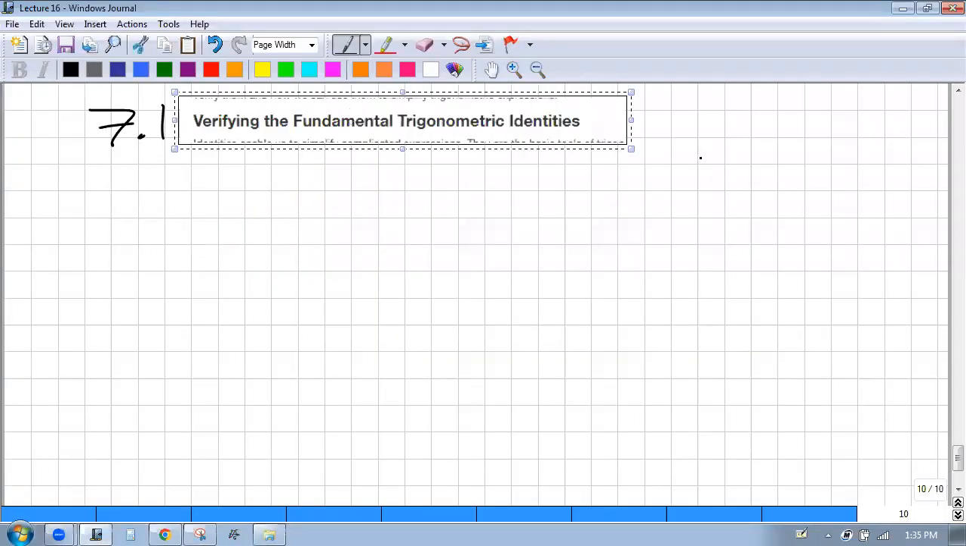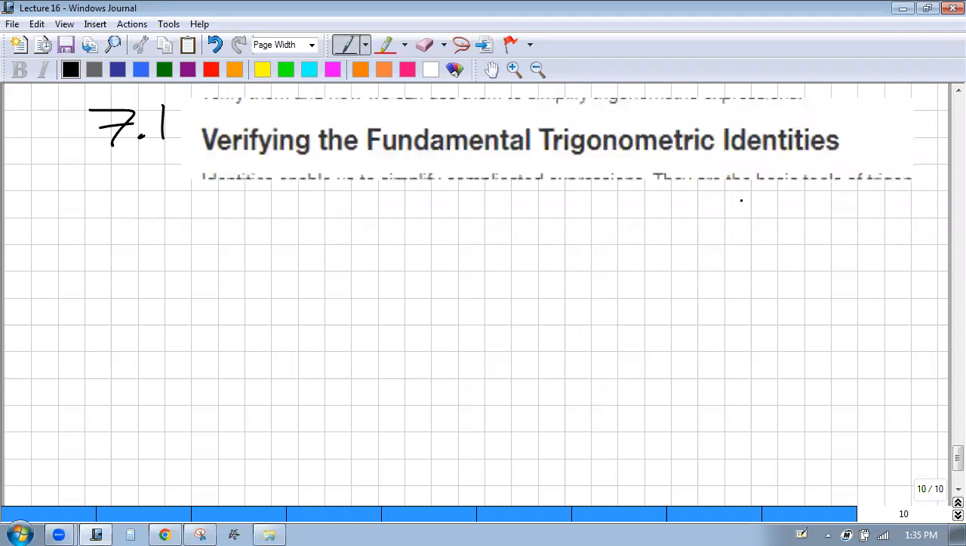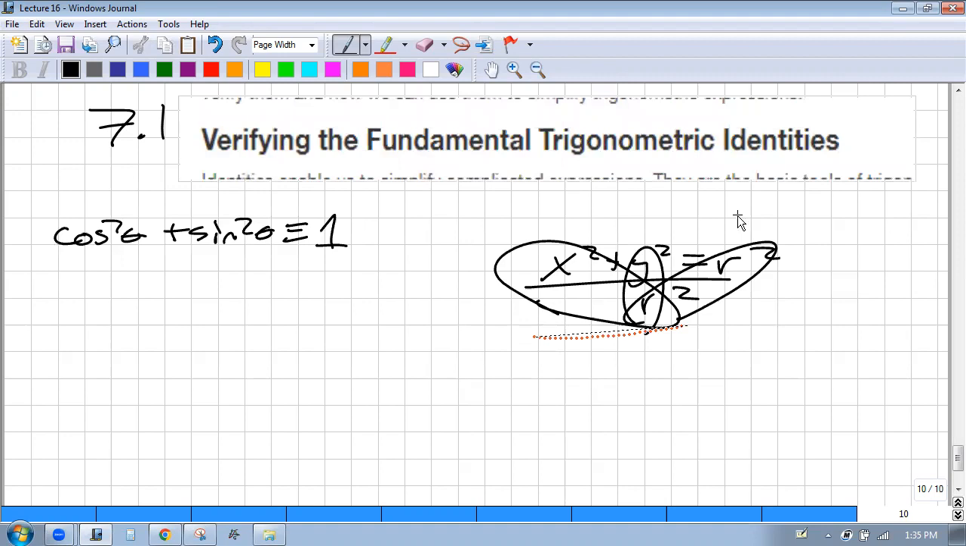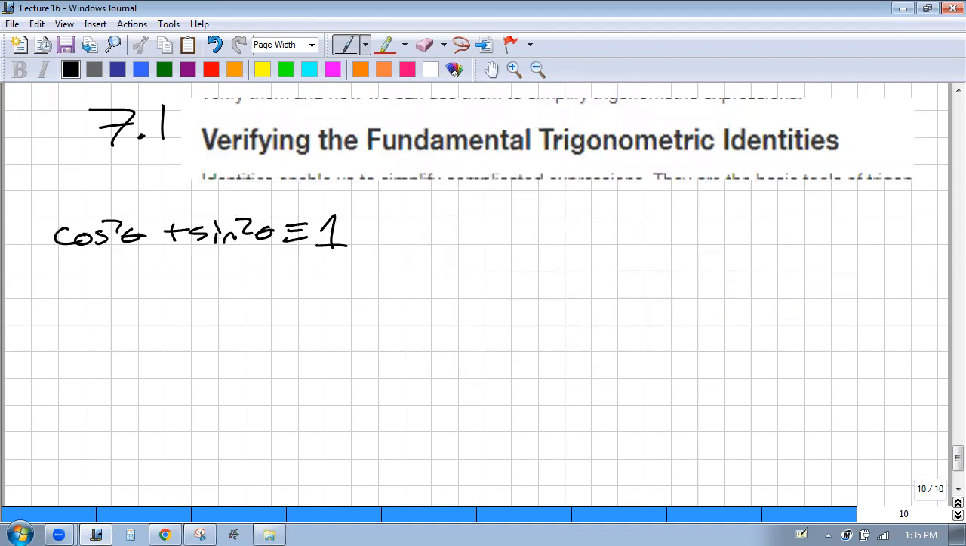So what do we know about trig identities? An identity is where something is always equal to something else, right? We know the Pythagorean theorem. But if you scaled it, x over r is cosine squared, y over r is sine squared, and r over r is 1. This was your first Pythagorean identity. Cosine squared plus sine squared is always 1, right? That's basically applying the Pythagorean theorem to a triangle of hypotenuse 1, okay?